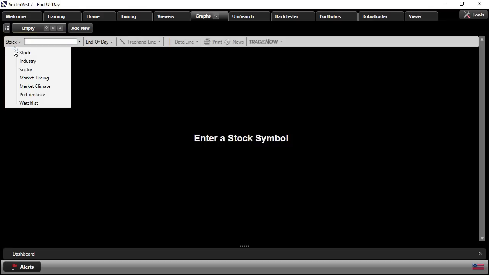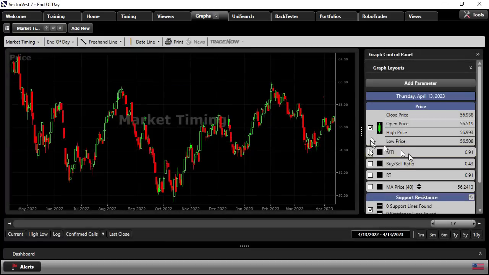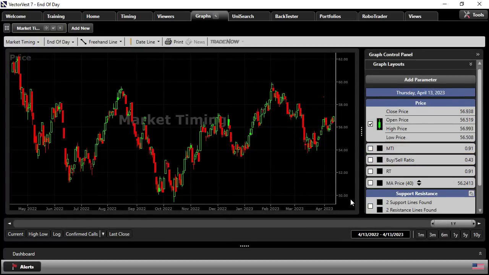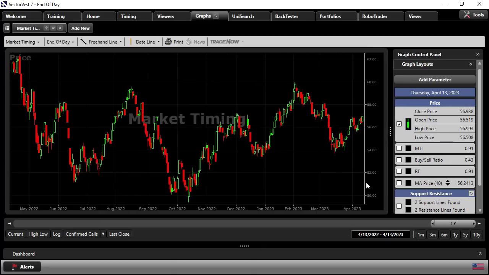Let's open a market timing graph, and we'll just put on the price, looking at daily candlesticks over the past year. And I'll stretch this out as far as I can. Okay, so we're looking at a one-year graph of the VectorVest composite, and it's easy to see it's been a volatile ride. Wide-ranging candles, particularly in the first half of the year. Fast moves, lots of chop, some gapping price action.